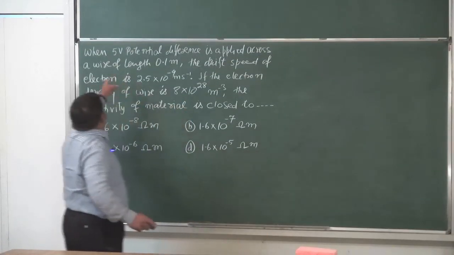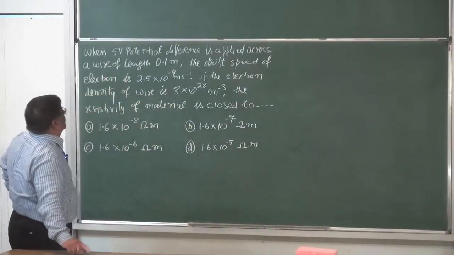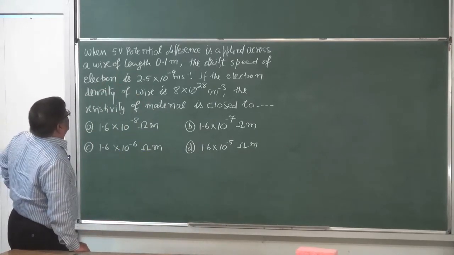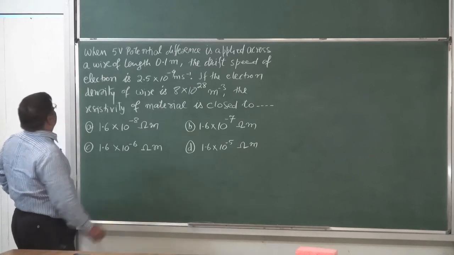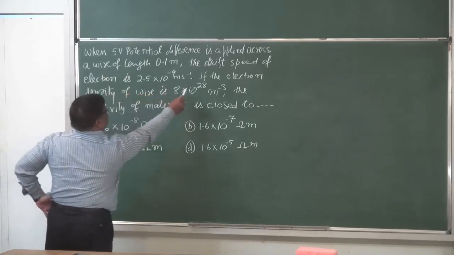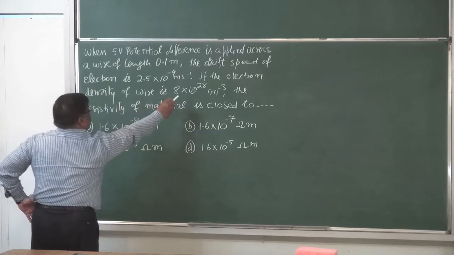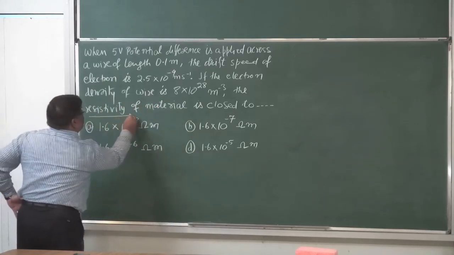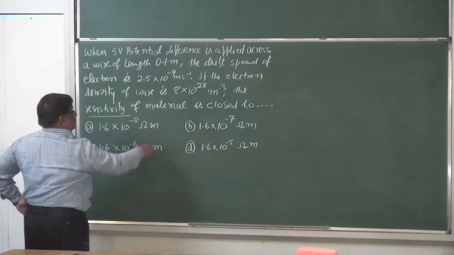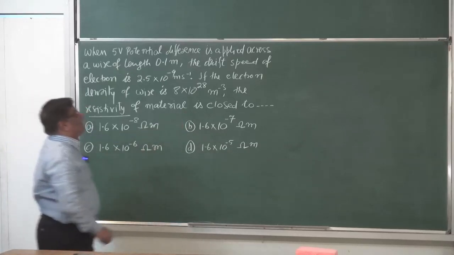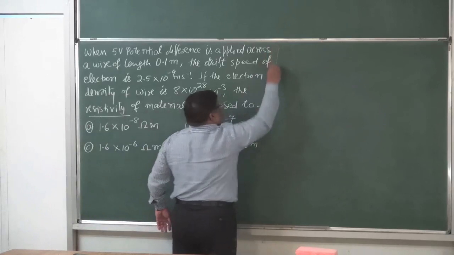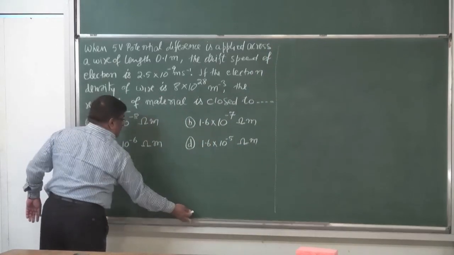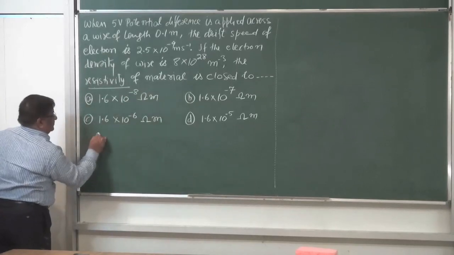Okay, here is the next question. When a 5 volt potential difference is applied across a wire of length 0.1 meter, the drift speed of electron is this much, electron density this much, the resistivity of material is close to this. Okay, what we are supposed to find out? We are supposed to find out resistivity.